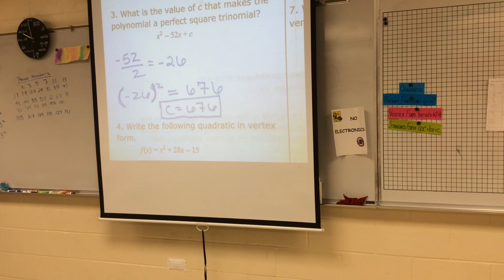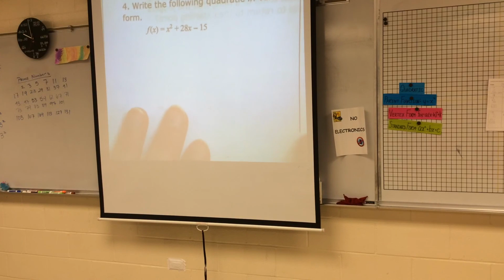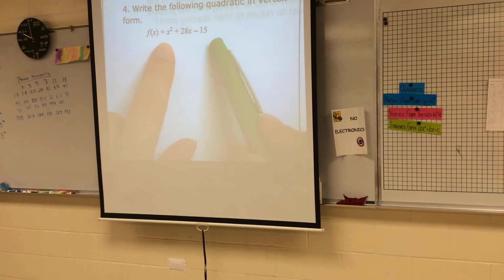Number 4. Number 4 says, write the following quadratic in vertex form. So I have f of x equals x squared plus 28x minus 15. So is this a perfect square trinomial? No, because half of 28 is 14, right? And 14 squared is not negative 15.